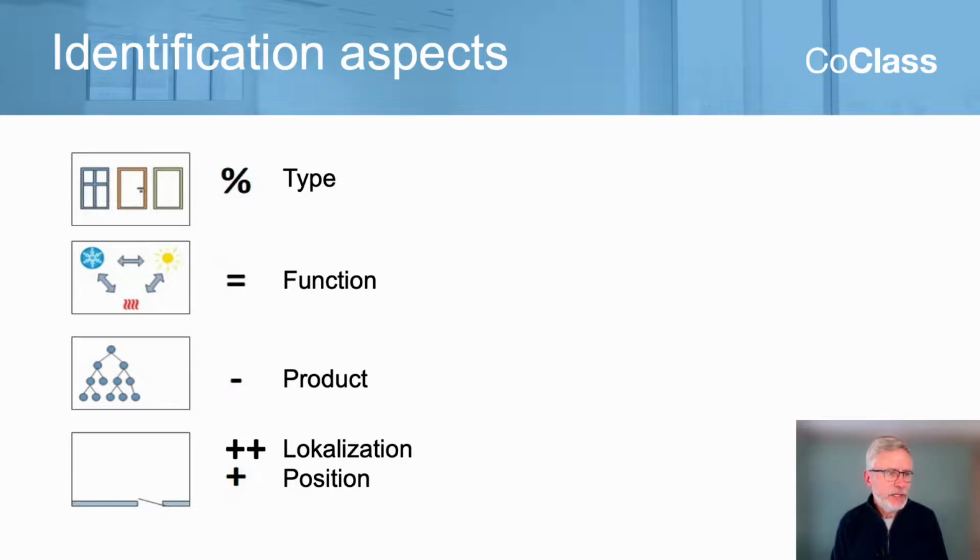You can have the product aspect showing how it's assembled, that the window is a part of a wall, which is a part of a wall construction, which is a part of a wall system. And you can also describe the localization and the position. So you can say that this window is in room number so and so. Combining all these aspects, you can get a very detailed description of every object in a building, or any construction entity.